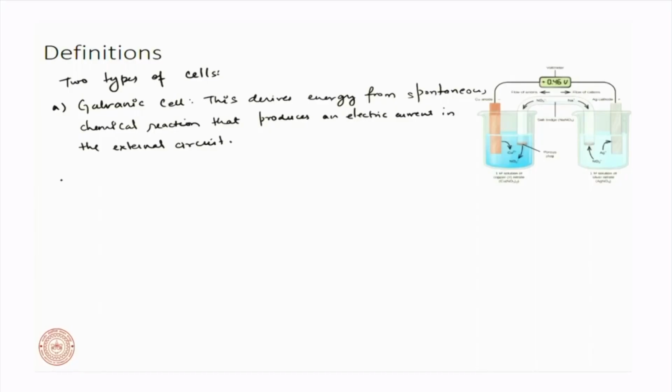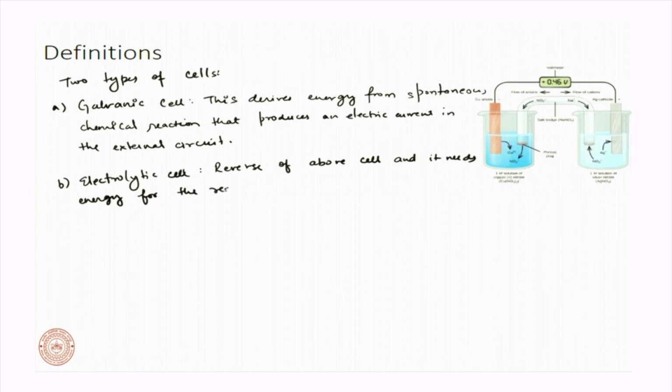So, your electrodes are at a state in which they want to undergo a spontaneous chemical reaction, but due to the lack of an external path for electrons to flow, they are unable to do so, and such a cell is called a galvanic cell. The opposite of this is called an electrolytic cell. This is the reverse of a galvanic cell, and it needs energy for the reaction to occur.